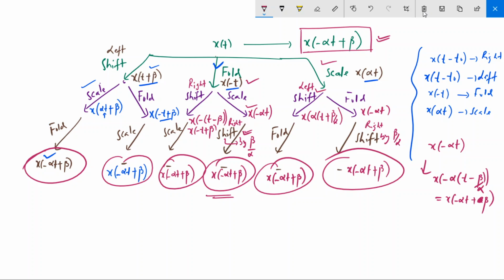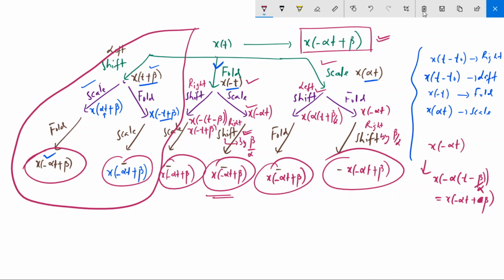Okay, so in some cases you have to shift right, in some cases you have to shift left, in some cases you have to shift by beta by alpha also to the left or to the right. So in order to avoid any confusion, in this case we prefer the first branch, this one. Because if it is t plus beta, you simply start from what we have started here, t, this is t plus t naught here.